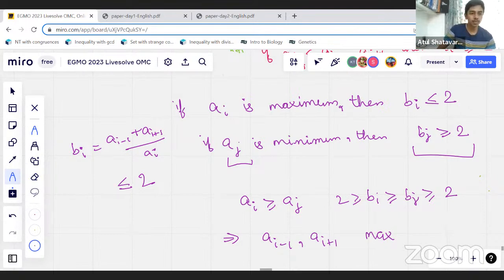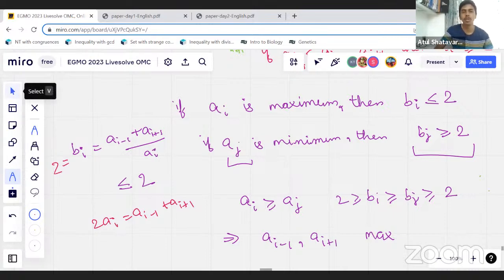And so, for example, if this equals 2, then this implies 2AI equals AI minus 1 plus AI plus 1. But AI was maximal, so AI minus 1 and AI plus 1 must also equal the maximum. And then we just keep repeating this until this covers all the AI. So we get all the AI are equal to the maximum. So they're all equal.